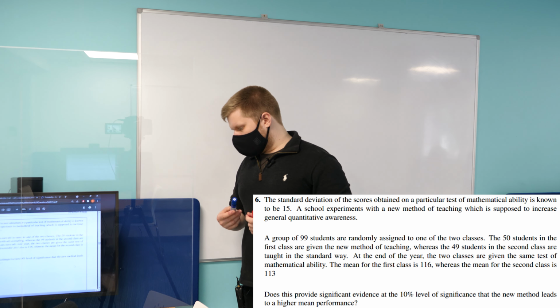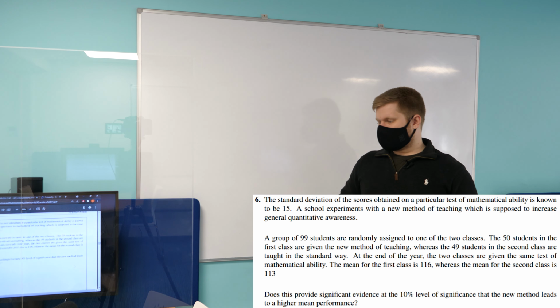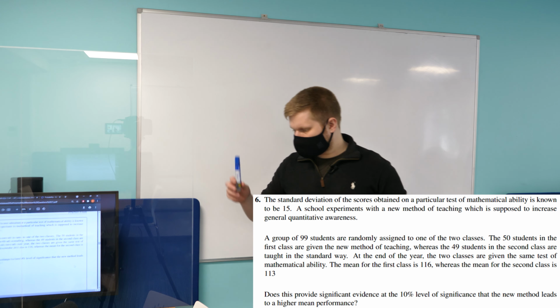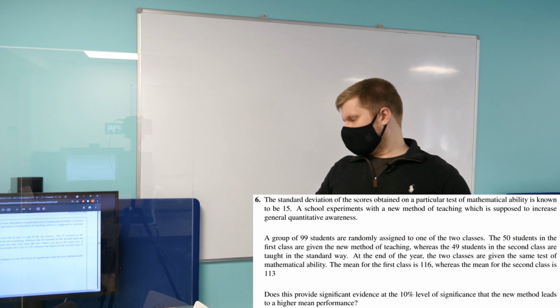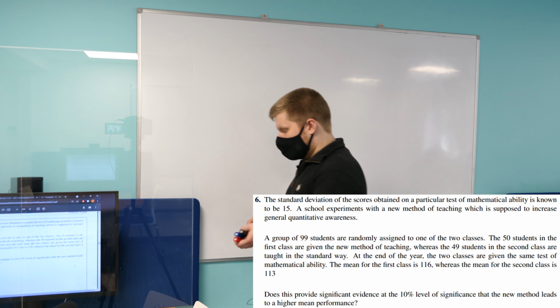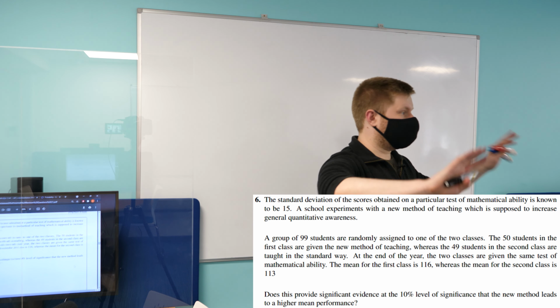At the end of the year, the two classes are given the same test of mathematical ability, and it's found that the mean of the first class is 116, whereas the mean of the second class is 113. Does this provide enough evidence at the 10% level of significance that the new method leads to a higher mean performance? All right.